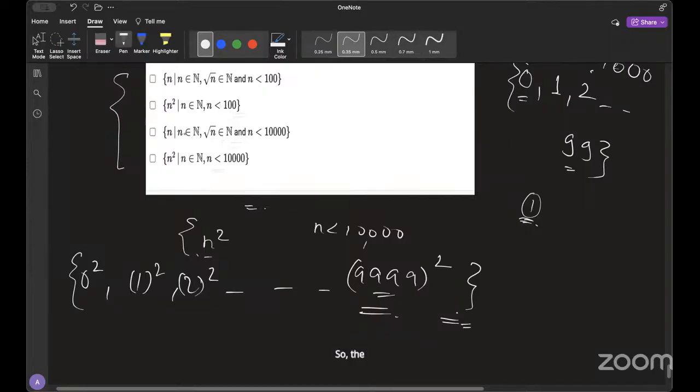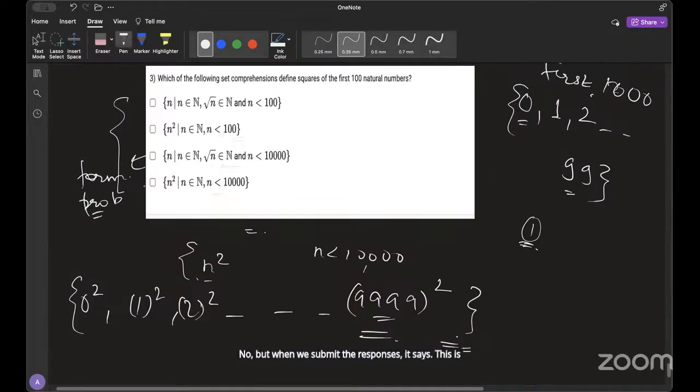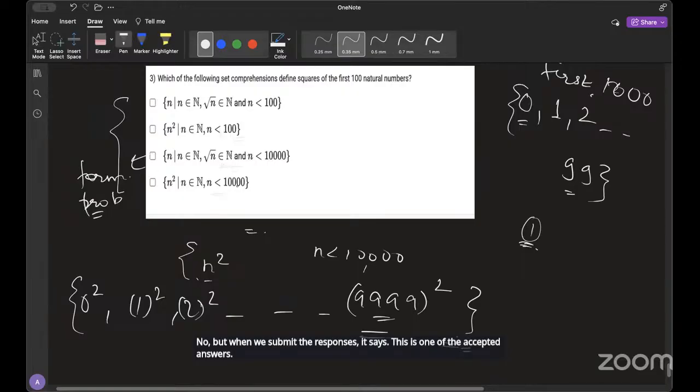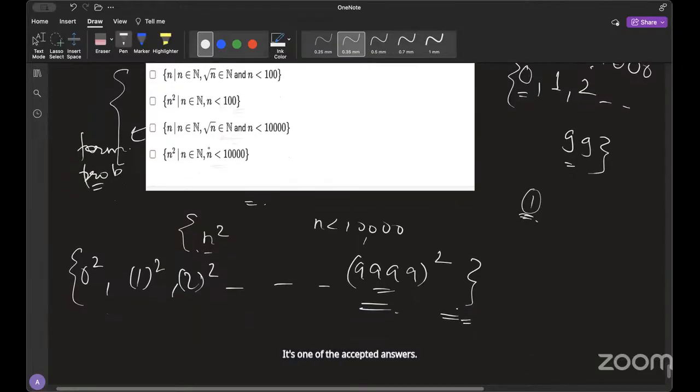So the n is in natural numbers and the square root of... this is not even a correct form. This has a form problem. No, but when we submit the responses, it says this is one of the accepted answers. So the accepted answers are option B and C.